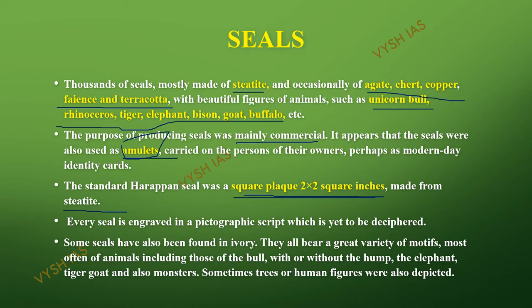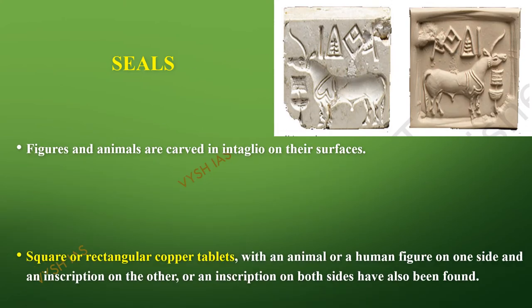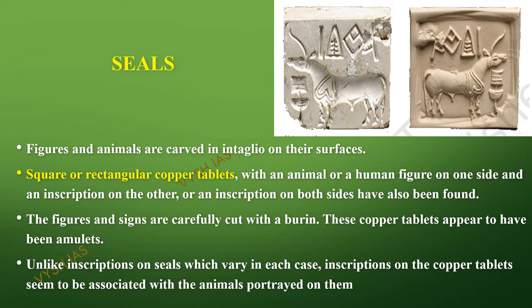Every seal was engraved with a pictographic script, which is not yet deciphered. And some seals are found in ivory besides the steatite and other materials. Mostly the pictures found in the seals are of animals, a bull with or without hump, an elephant, a tiger, goat, and also monsters. Sometimes humans and trees are also depicted in the seals. The figures and animals are carved on their surfaces. So once the seal is produced, they just carve it on the surface and use it.